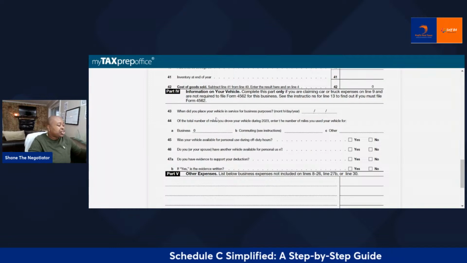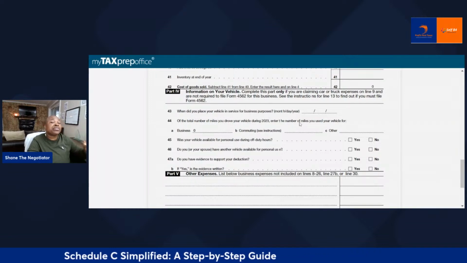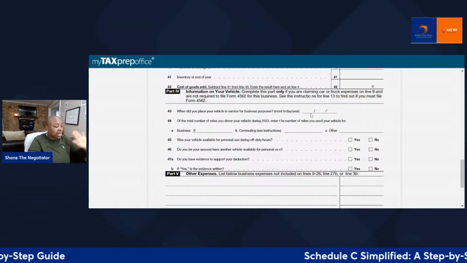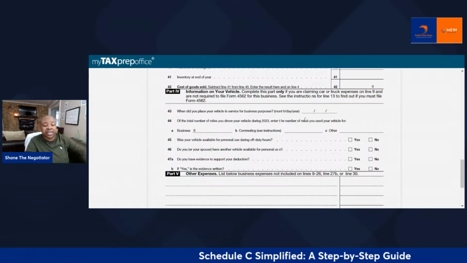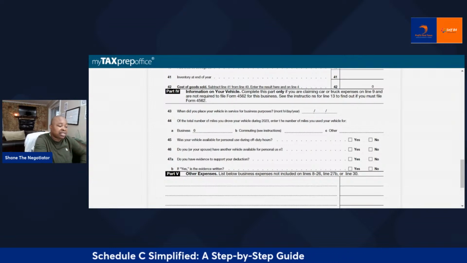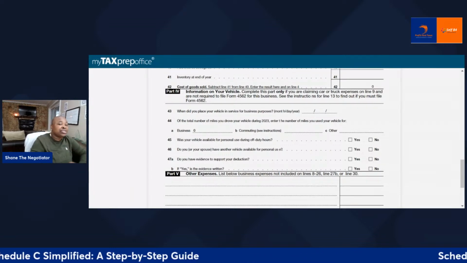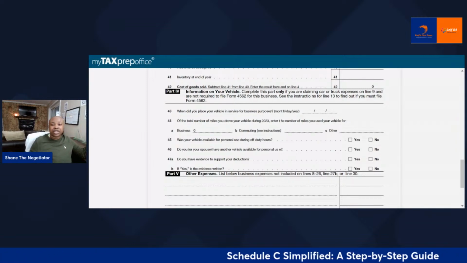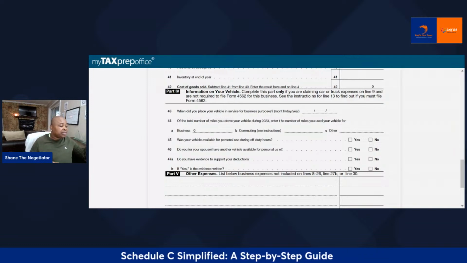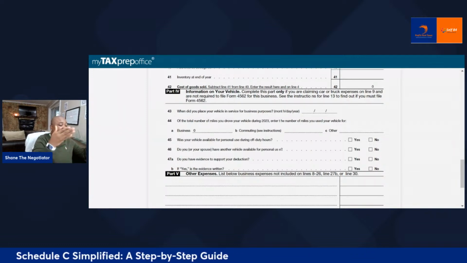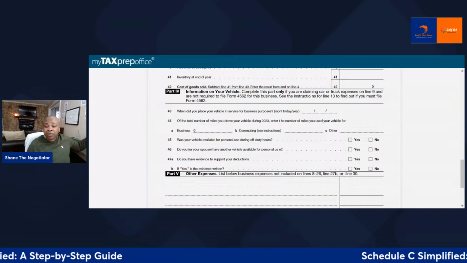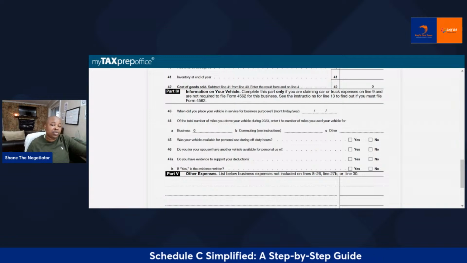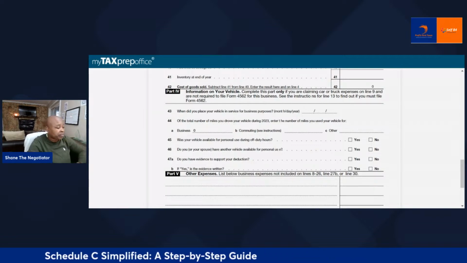So when did you place your vehicle in service for business purposes only? So they're going to need the month, the day, and the year. So if it starts January 1st, you put it in there. If you started in July, you put July. Whatever the date you put the vehicle in service. So you could have purchased the vehicle 5 years ago and then now decided to put it in business July 2023. Whatever date that you put it in operation, that is the date that you put there, even if it was from a previous year. So we're doing 2023. You could have put this vehicle in business in 2021. You put that year and date there.